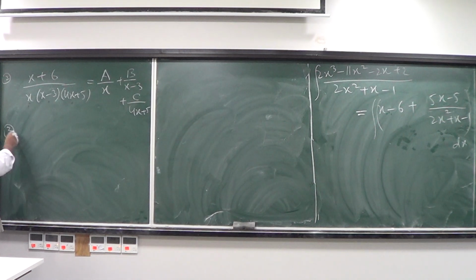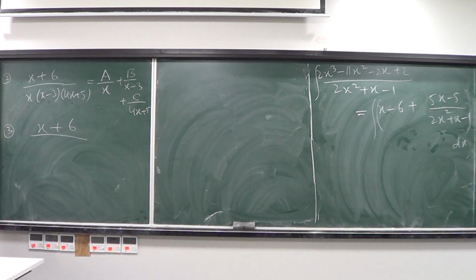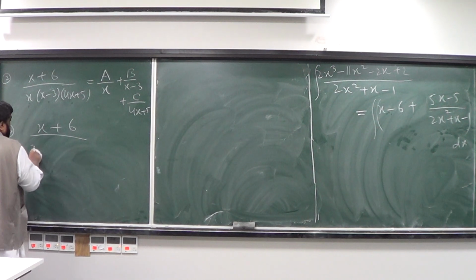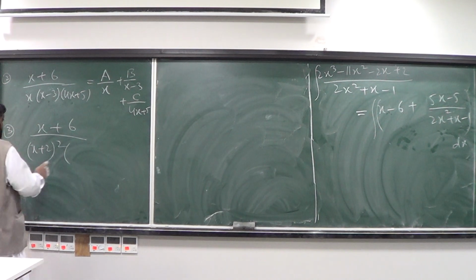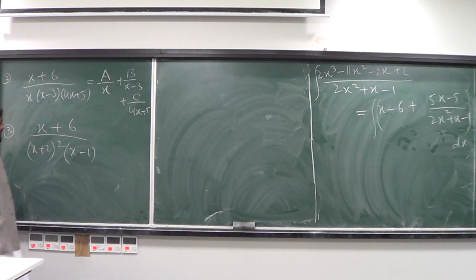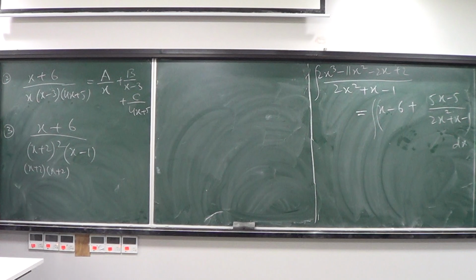The third remark is, if one factor is repeated. So imagine you have this kind of situation: x plus 6 over (x plus 2) square times (x minus 1). Okay, x plus 2 square by x minus 1. Now, this is like x plus 2 multiplied by x plus 2. So what should we do then in such a situation?